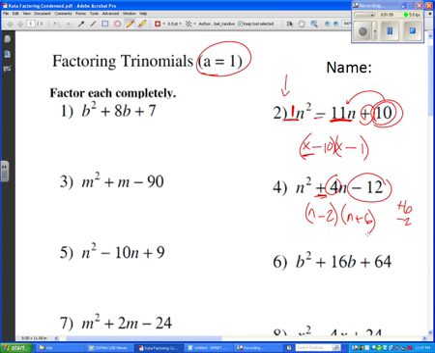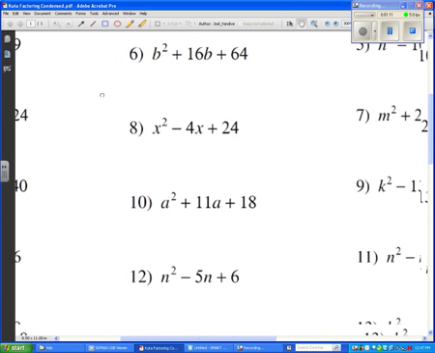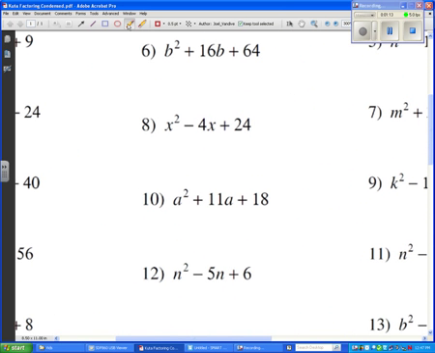Awesome, let's continue. I'm going to scroll up. In fact, I'm going to go like this. It's a little bit more centered. We're looking for the two numbers that multiply to get 64 and add to get 16. That's obviously 8 and 8. What two numbers multiply to get 24 and add to get negative 4?